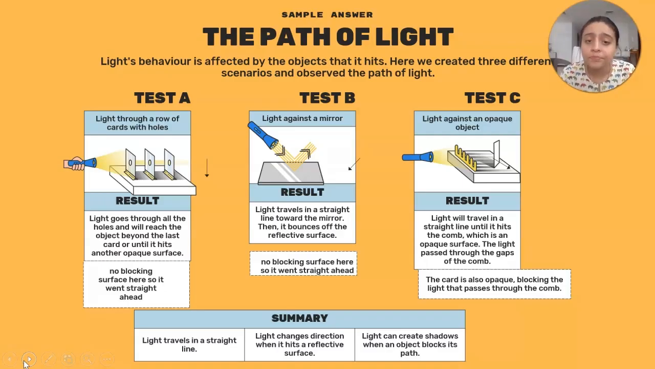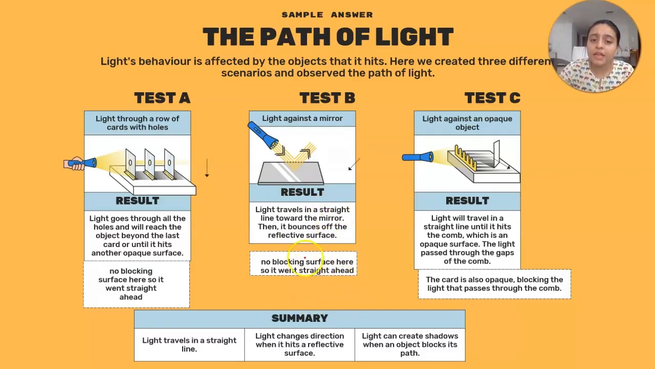For test B, we are going to have a mirror and we are going to shine a flashlight upon it. The light travels in a straight line towards the mirror, then it bounces off the reflective surface. As you can see here, the light is bouncing off, right? So there is no blocking surface, but the light bounces off.